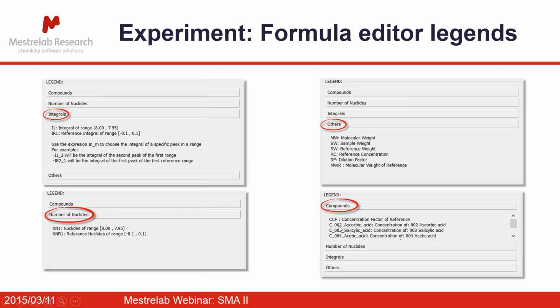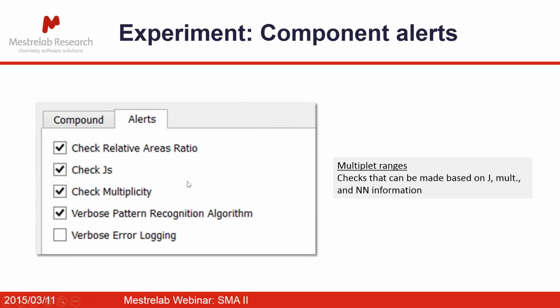But here it's saying that there was an analysis performed called 002 underscore ascorbic acid, and I can access the result of that concentration determination by using C underscore blah de blah, and I can put that into an equation. You'll see that in the example.